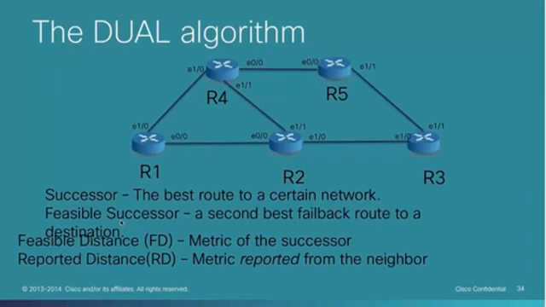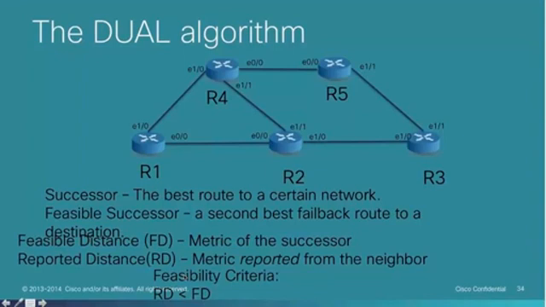So I talked about feasible distance as the metric of the successor. So now the best path here is what? R1, R2, R3. So the metric of the successor is the metric that R1 has to reach the subnet behind R3. That's the feasible distance. Now what is reported distance? Reported distance is the metric from a neighbor. So R1 has a neighbor R4, right? Now R4 calculates its own metric to 100.100.100.100. So let's say R4 says that my metric to reach that particular subnet through R5 is a certain value. That value is the reported distance of R1 through R4.